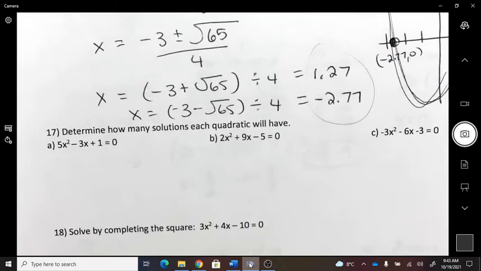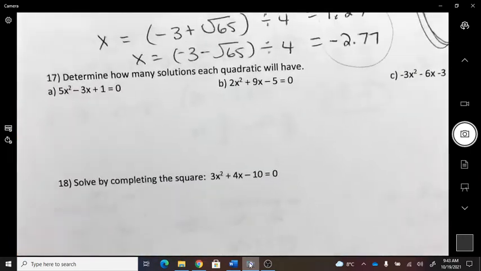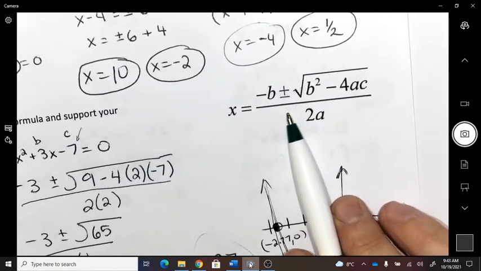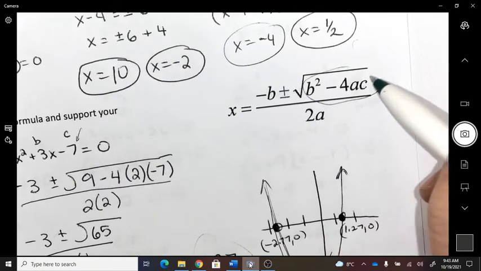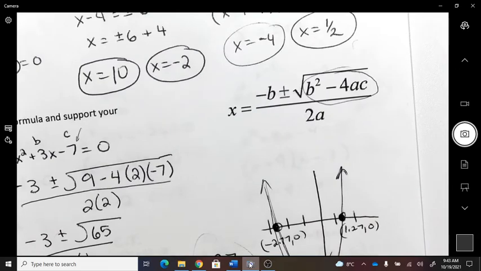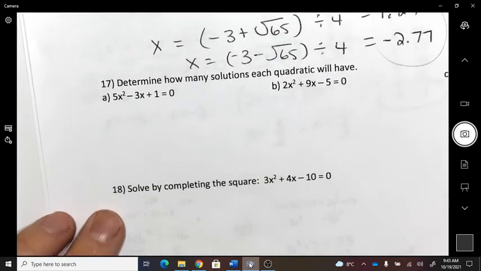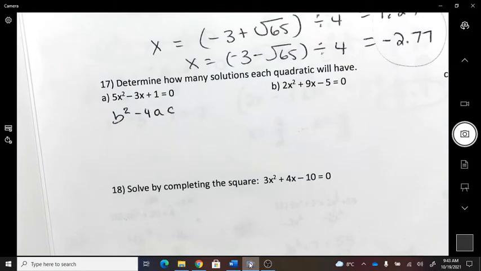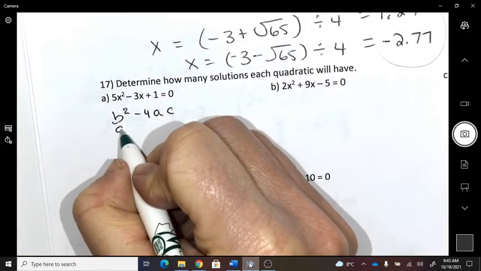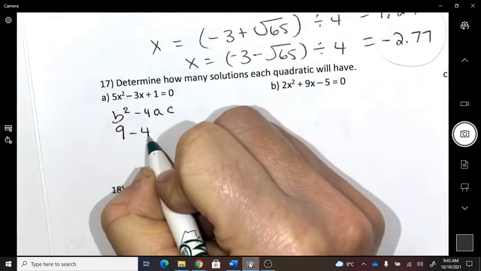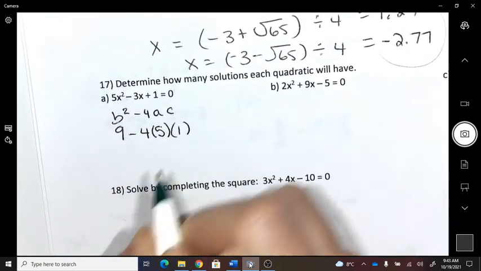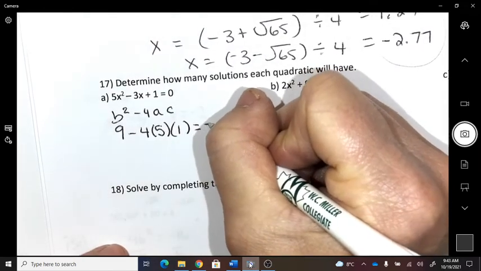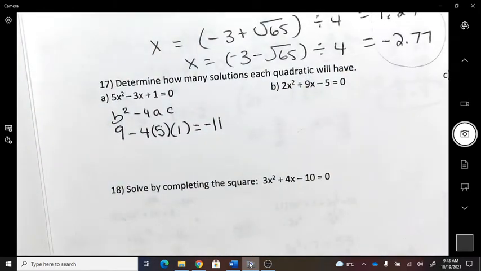Okay, almost done. 2 questions left. How many solutions? Okay, so when I do this, do you understand? I'm not going to do the whole formula. I'm going to do that chunk, which is called the discriminant. Okay, so b squared minus 4ac. That's all I'm doing. Okay, so this is 9 minus the 4 times the a number times the c number. And that is negative 11.